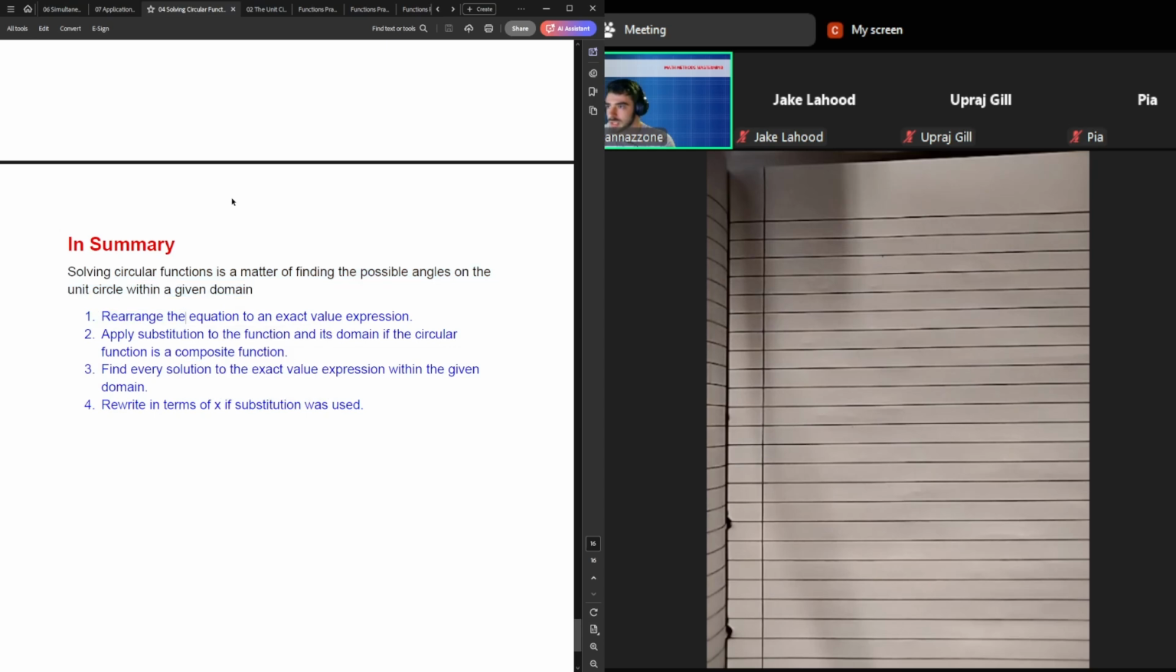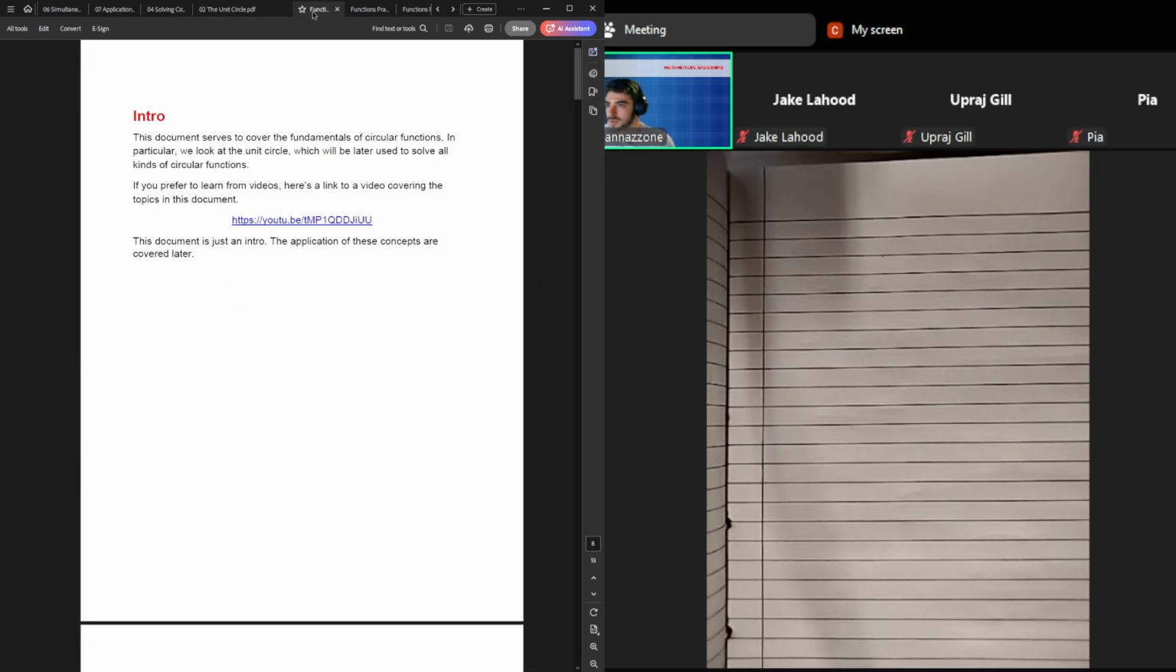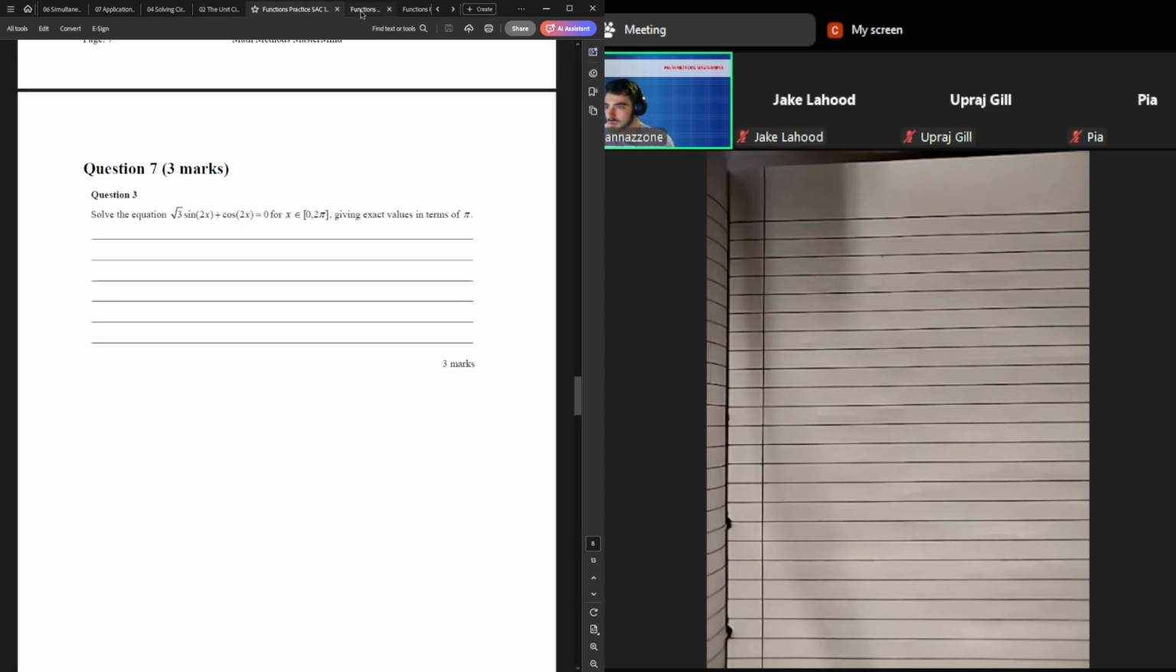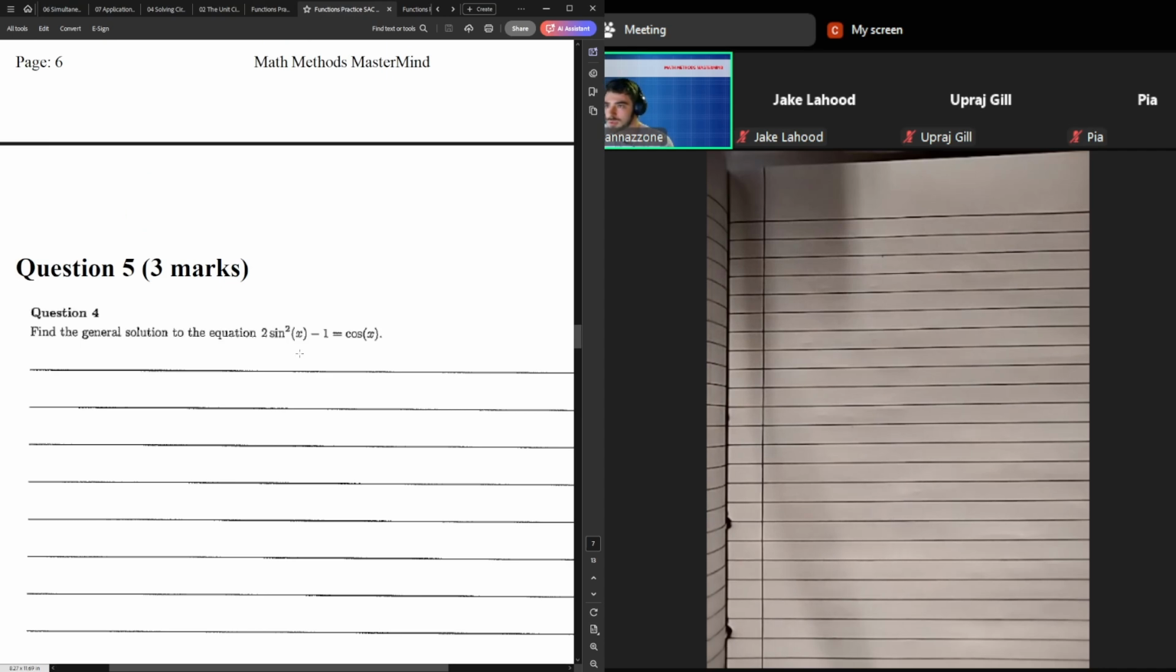Now, that's all I have in my notes for these. I do have another one that was unique, which was in my second tech-free practice sac. Ignore that it says general solution for now, but it's what happens when you have a sine squared and a cos, which makes things just a little bit different.